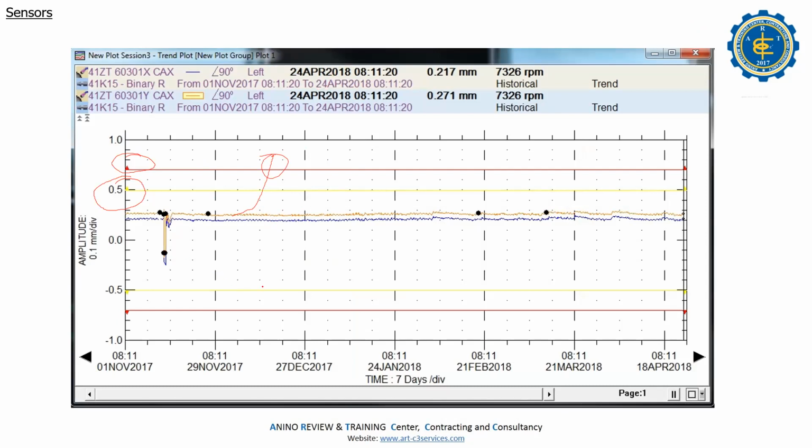Older equipment has three probes: 1, 2, 3. If one hits the trip, it will not trip. It should be 2 out of 3 hitting the trip, and at that time it shuts down. So that's the importance of the online monitoring system and protection, because if you don't have this, your equipment will be damaged 100%.